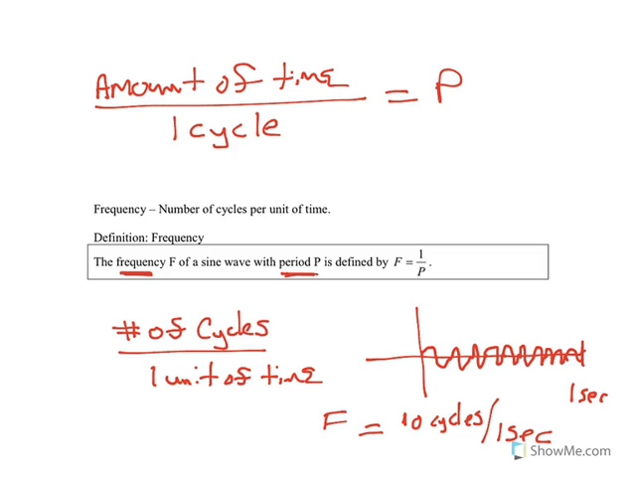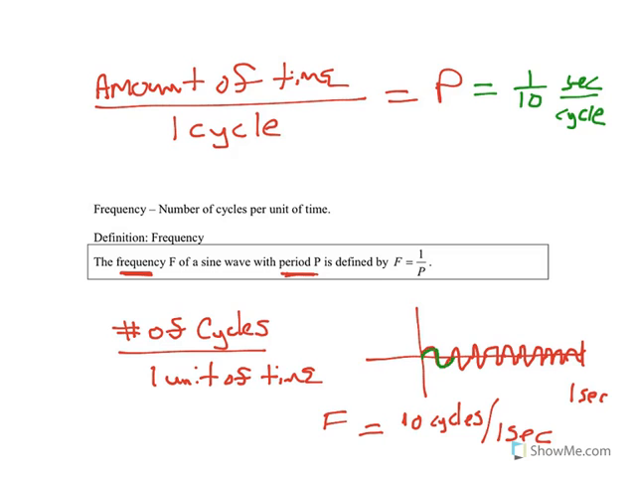What would the period be? The period is how long it takes to go for 1 cycle. So just 1 cycle from here to here is basically 1/10 of a second, because it did 10 of them in 1 second. So the period is going to be 1/10 of a second per cycle. So it did 10 cycles in a second, or 1/10 of a second for one cycle.